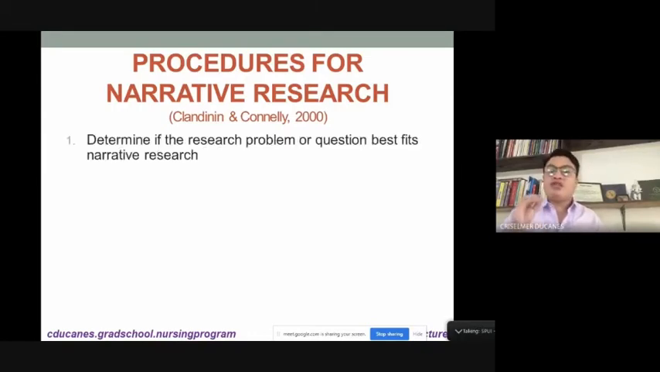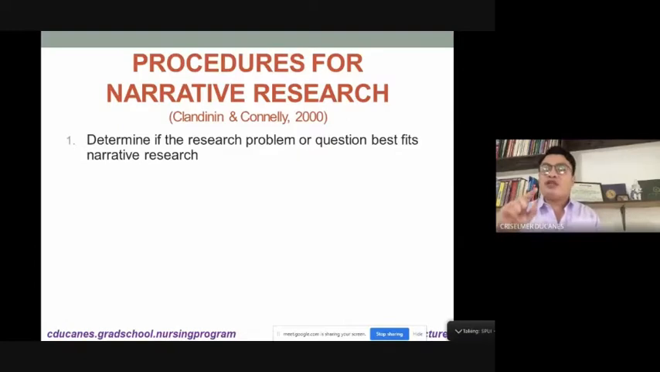First is you have to determine if the research problem or question best fits a narrative research. So if you want to study about stories, so probably you will choose narrative research. If you want to have an in-depth, okay, analysis of the experiences and stories of the participants, you would choose narrative research. Okay, it depends on your research problem. It depends on the intention. It depends on your objective, on your problem.